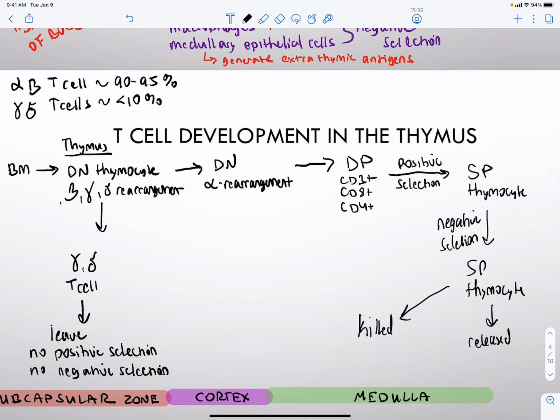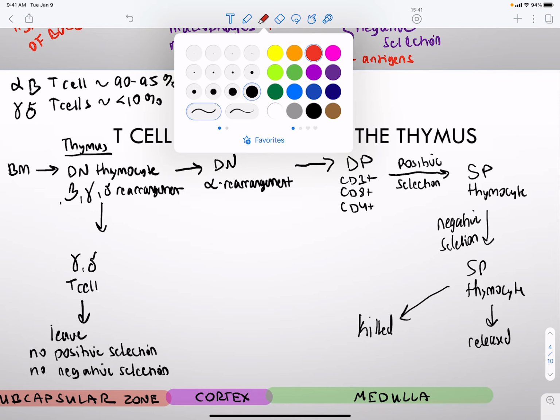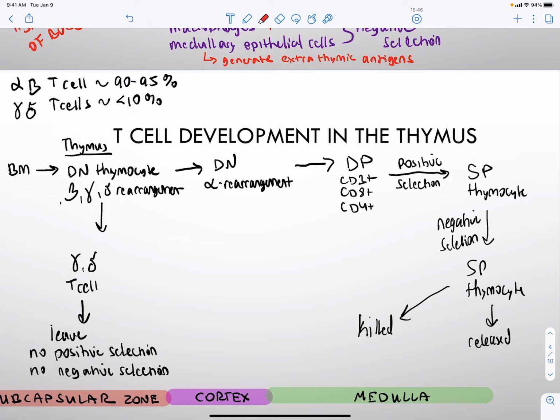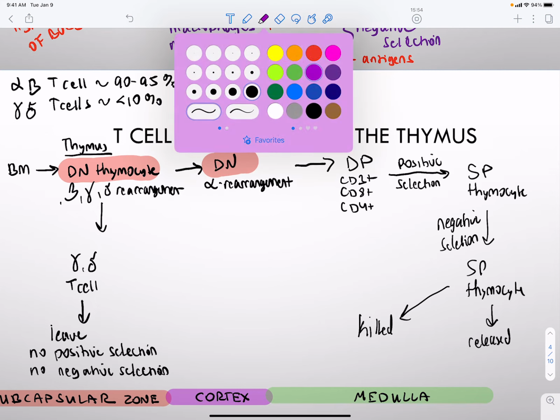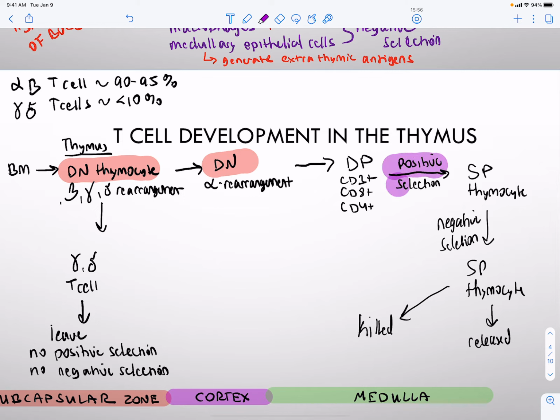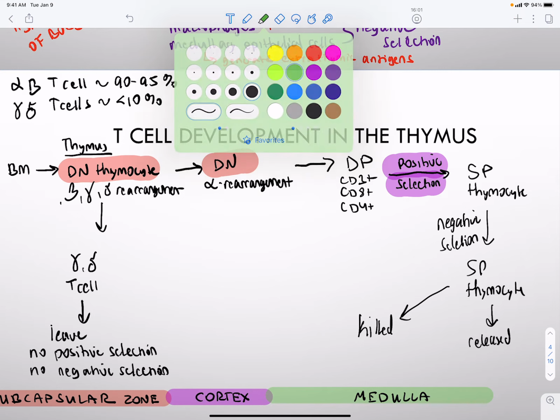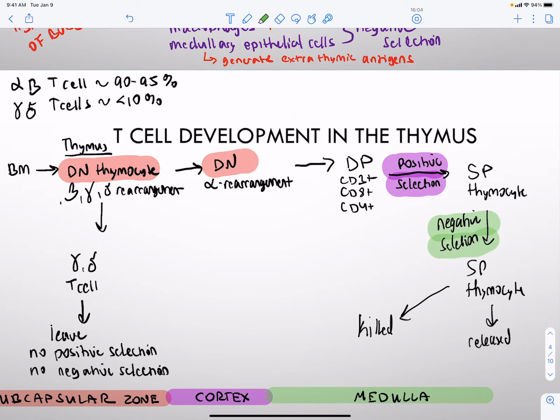Now, I'm going to circle things here. We're going to have the subcapsular region, which is where the double negative thymocytes and the double negative rearrangement occur. The cortex is where you have your positive selection, and the medulla is where you're going to have your negative selection. That's sort of how the progression of T cell development occurs in the thymus.